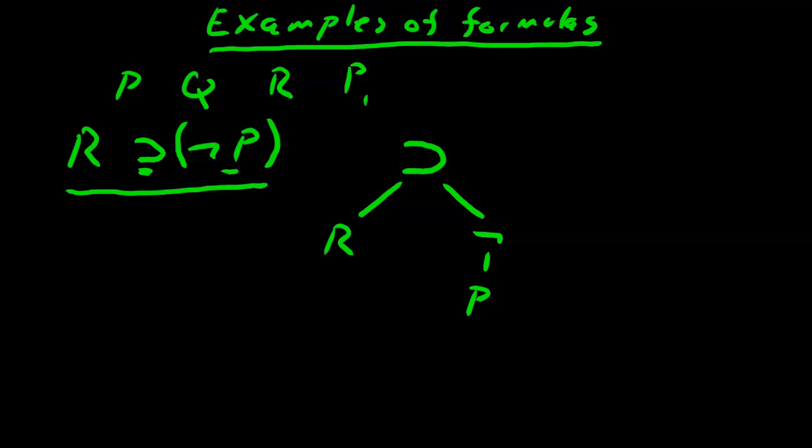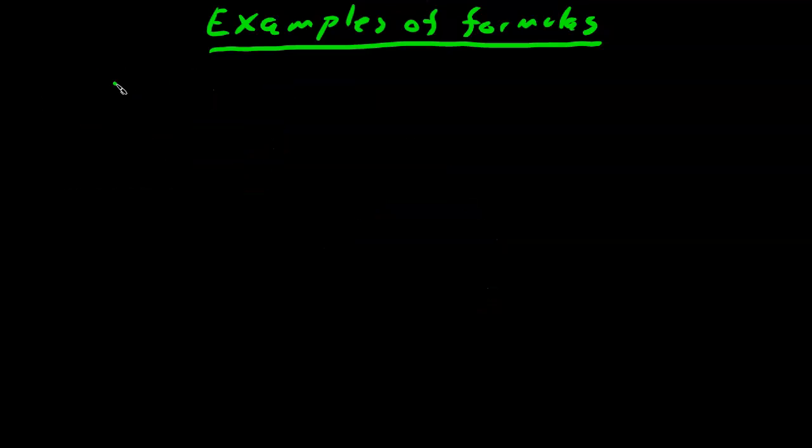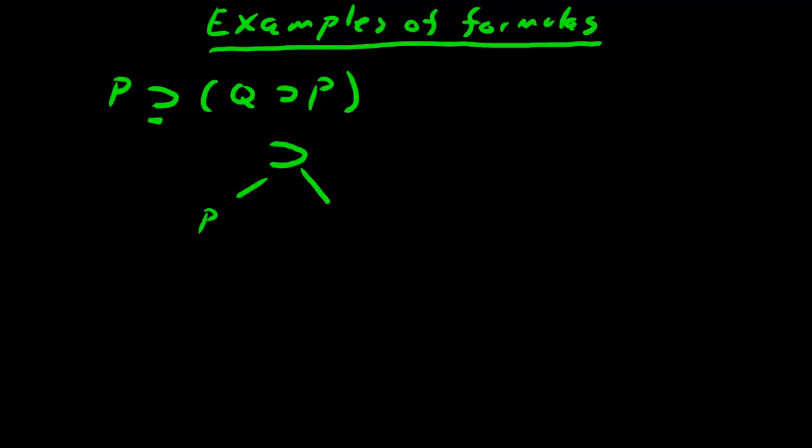Let's look at another one. Let's look at the formula P implies Q implies P. We see that there are no parentheses to be restored in this formula, but we also see that we can illustrate it to ourselves as a tree. So we start with this one. We have implies. To the left we have P. To the right we have another implies. And to the left of that we have Q. And to the right of that we have P. So those are both fairly simple.